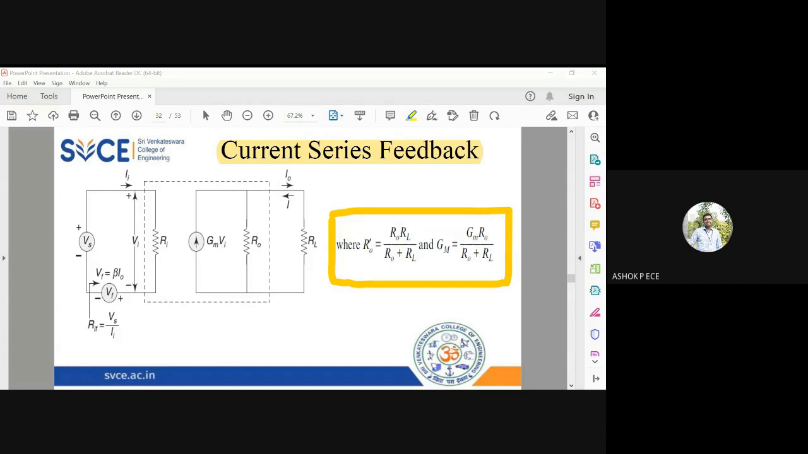Any queries, you can please ask about the current series amplifier. Please don't hesitate to ask even if your query is silly. These things should be very, very clearly understood. Because the next topic will be examples of each type of amplifier. There we will be drawing the H parameter model, applying KVL, KCL. That time you should not feel the difficulty. So please understand these, and any doubts, please ask when the time is provided to you.